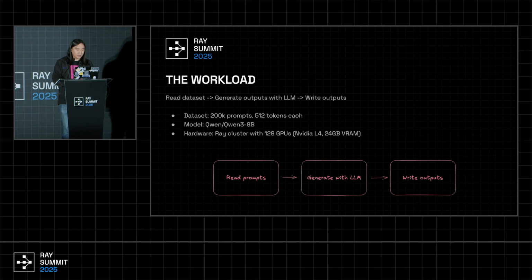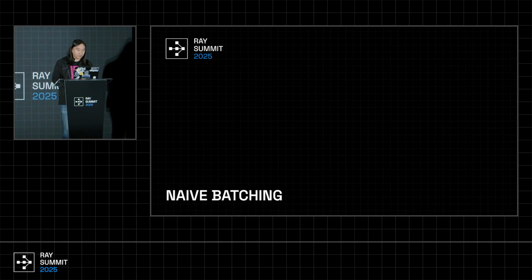Cool. So the workload that we're going to discuss today is relatively simple: reading a data set of prompts, generating outputs with LLMs, and then writing out the outputs. And let's see how well we can do that. Specifically, we're going to generate 200,000 prompts with an 8 billion parameter model, and we're going to use a Ray cluster with 128 GPUs, a pretty large, substantial Ray cluster.